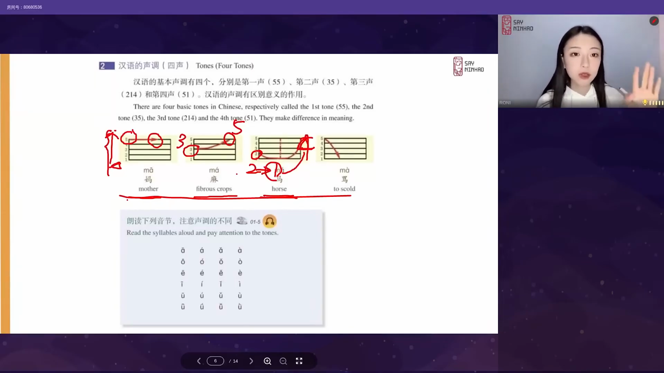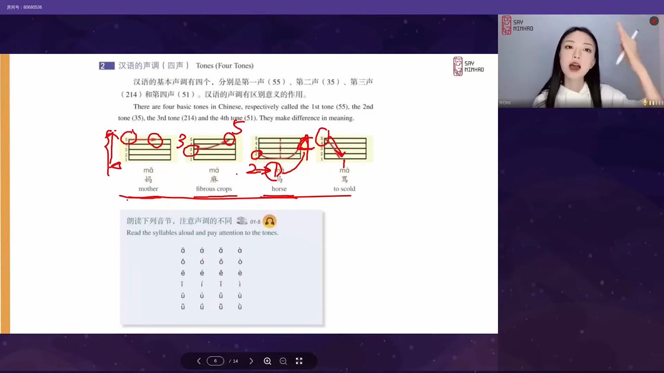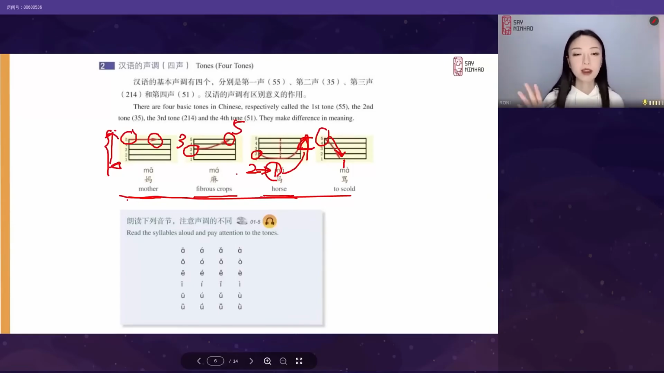And last one, the fourth tone, let's see. It started at the highest pitch and it rapidly dropped to pitch 1. So it's like ma, ma. It dropped rapidly, not slowly, okay? Ma, ma. Read after me, please. Ma. So these are our 4 tones. First, second, third, and fourth. Ma, ma, ma, ma.